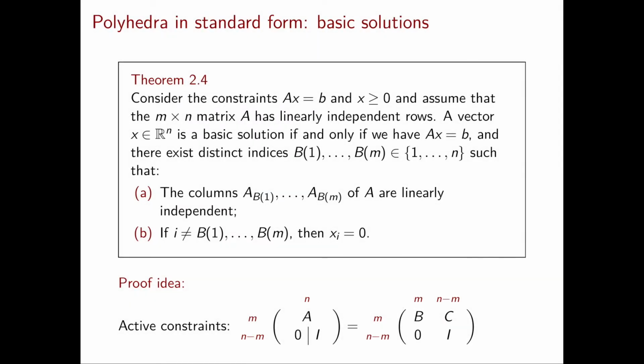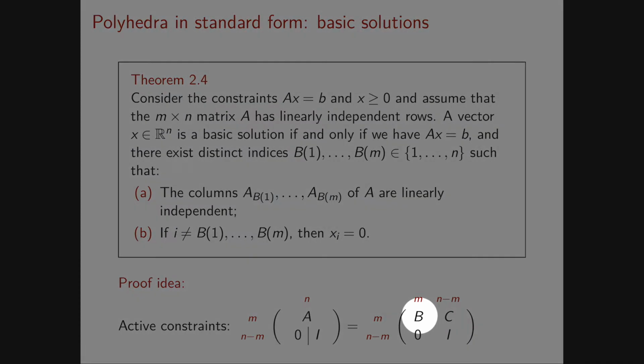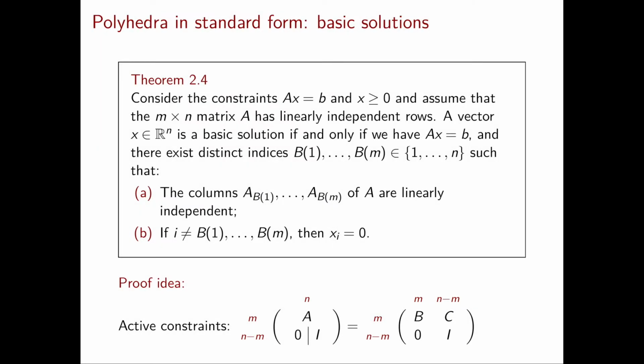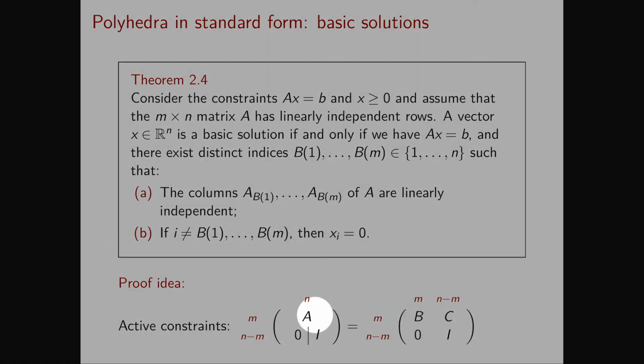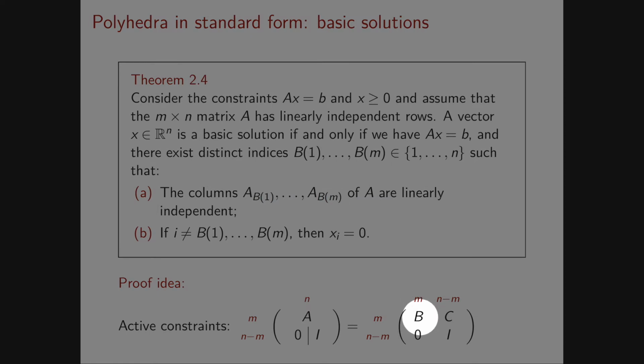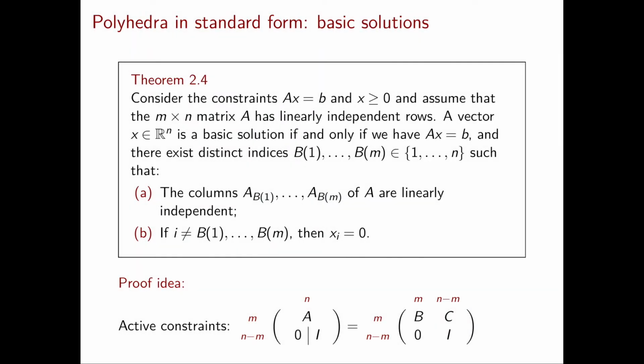And the fact that B is invertible can be written in many different ways. For example, I can ask that all the columns of B are linearly independent. So essentially, we have just shown that all the rows of this big matrix are linearly independent if and only if all the columns of this matrix B are linearly independent. And this gives us the theorem 2.4 above.